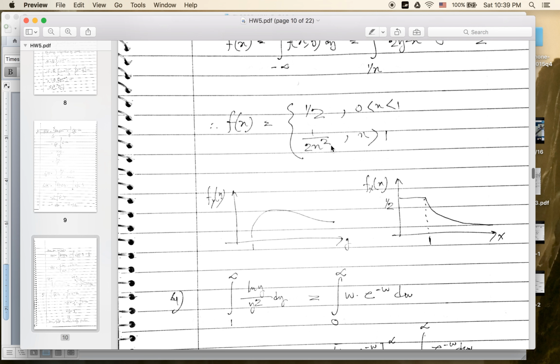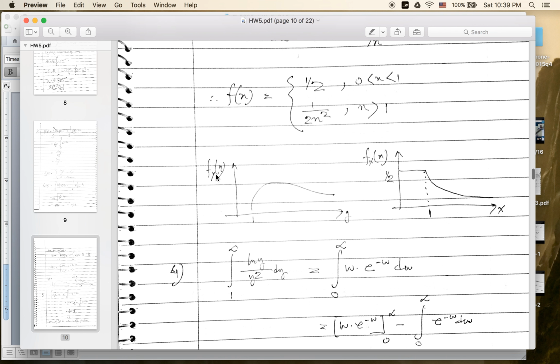So this is the expression for fx. And if you look at the graphs, the graph of fy is like this, and the graph of fx remains half when x is less than 1, and it is 1 by 2x square when x is greater than 1. So these are the graphs for fx.